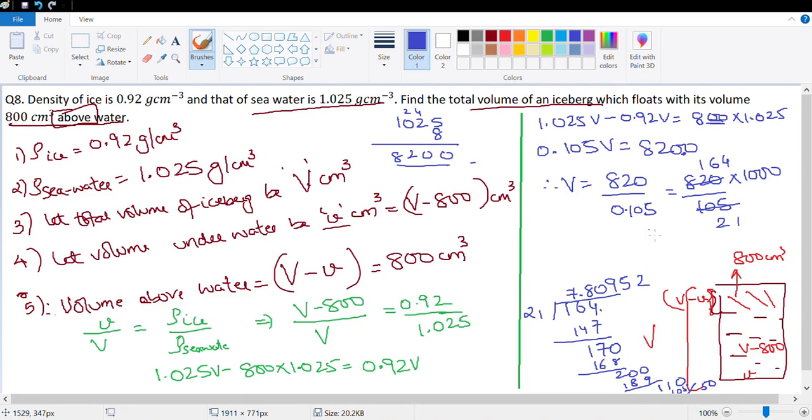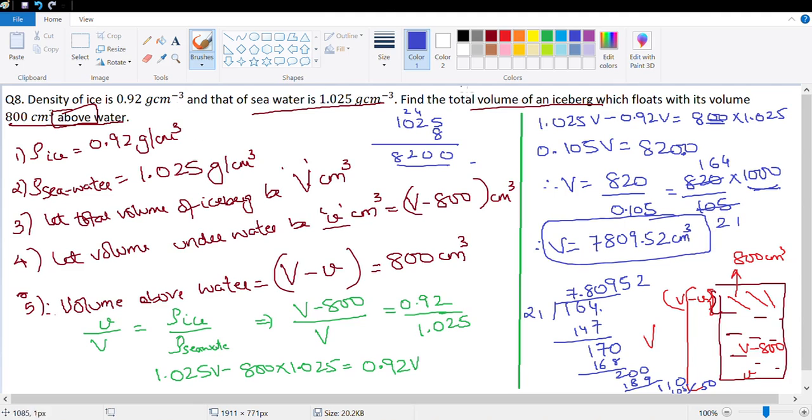I think I have done enough number of decimals. Therefore, V would be equal to, I multiply it with 1000, so that's 7809.52 centimeter. So that's the total volume of the iceberg.